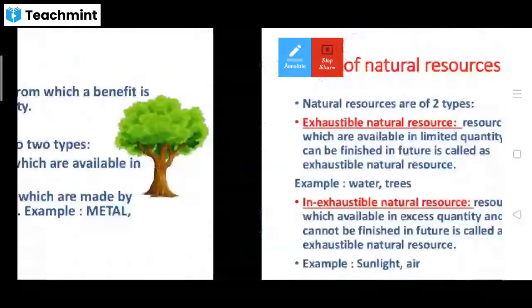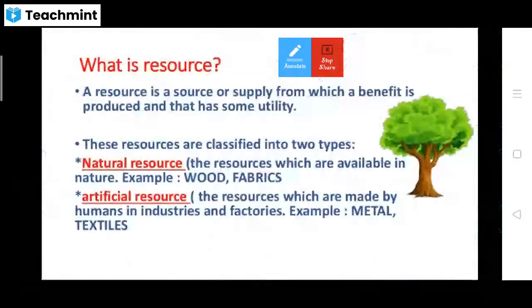Next, after understanding natural resource and artificial resource, this natural resource is again divided into two types. That is, the resources which will never get over.